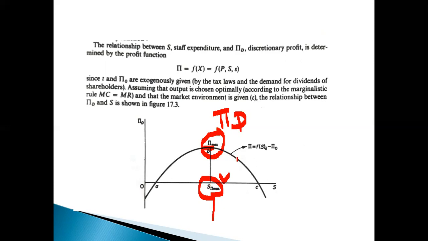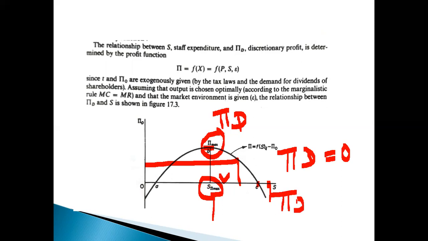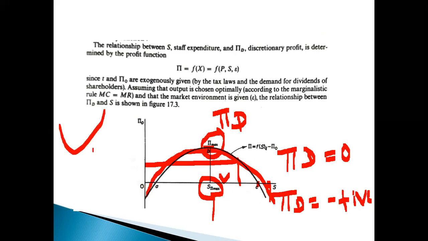After that you can still increase the expenditure, but what happens? Discretionary profit falls. When you reach here, C, discretionary profit becomes 0. And when you further increase staff expenditure, discretionary profit becomes negative. So our staff expenditure discretionary profit curve is an inverted U-shaped one. This is not a U-shape. This goes like this.